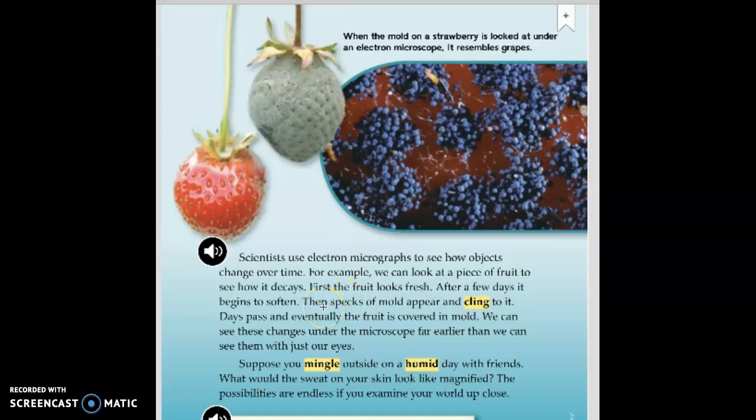Then, there's another signal word. Specks of mold appear and cling to it. Days pass, and eventually is also a key word that shows sequence. The fruit is covered in mold. There you go, boys and girls. There's the sequence of events of how strawberries start to show mold.